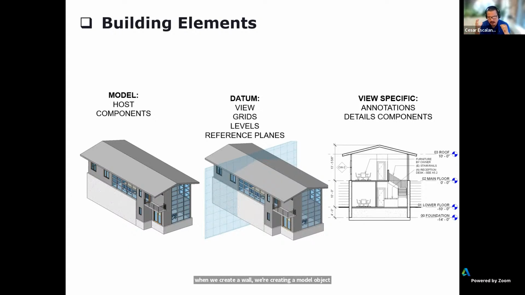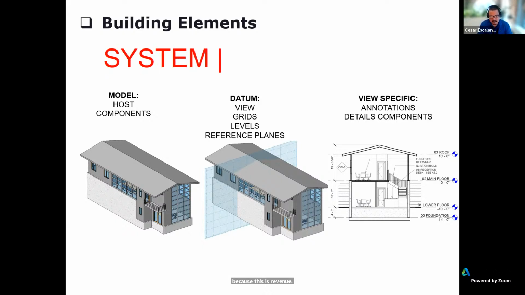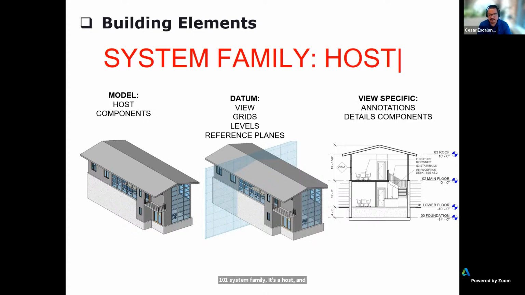But model objects, there are two types. You have something called a host and another that is called a component. A host is also called a system family. And write this down because this is Revit 101. System family. It's a host, and system families are families that shipped out of Revit. They are created within the projects, but you cannot save as a component. You cannot save a system family as a block, for example.